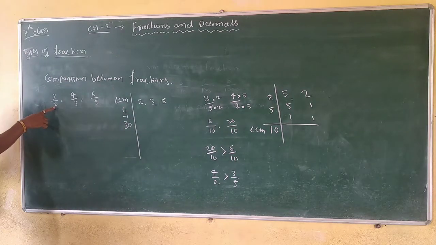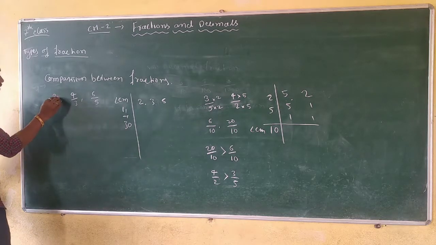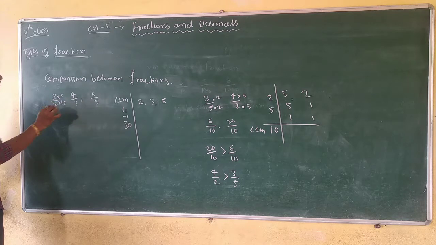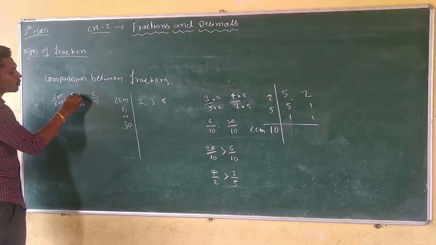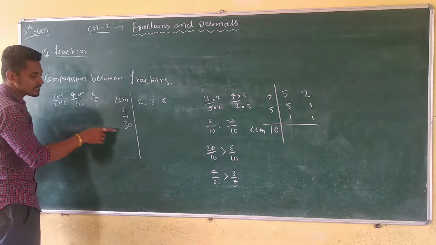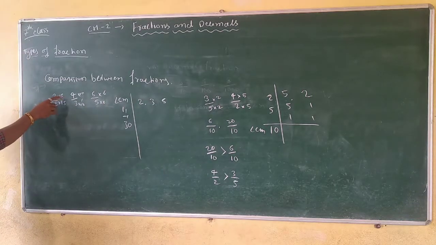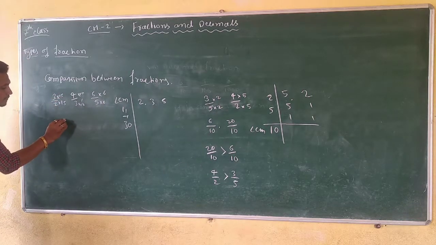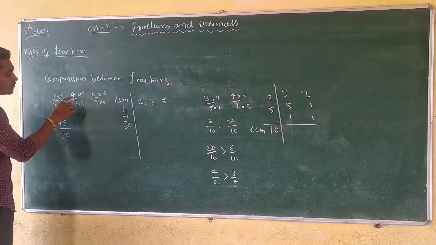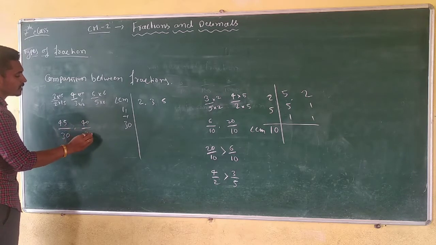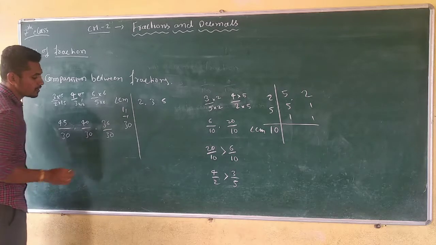So here 2 15s are 30, so multiply by 15 in the first fraction. Next 3 10s are 30, so multiply by 10. 5 6s are 30, so multiply by 6. Now 15 3s are 45 divided by 30. Next 4 10s are 40 divided by 30. Next 6 6s are 36 divided by 30.